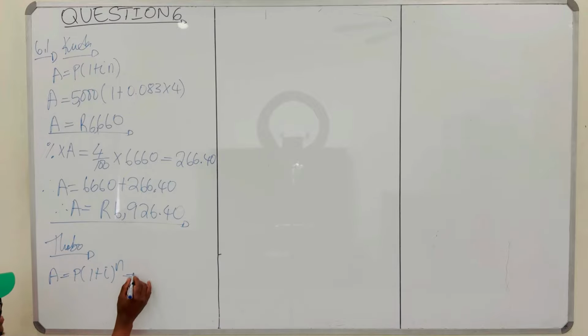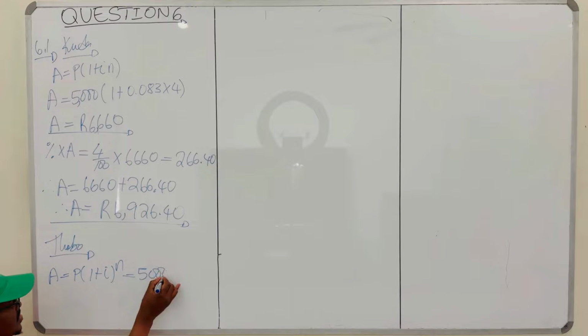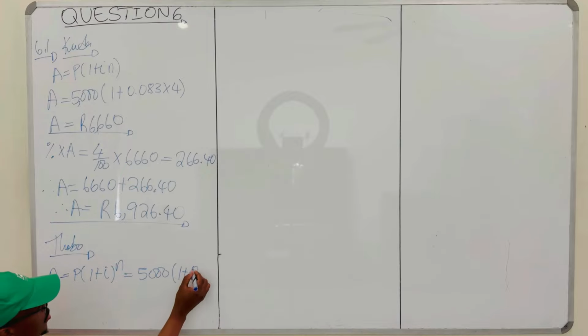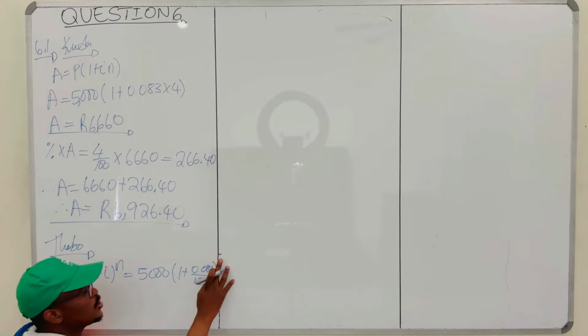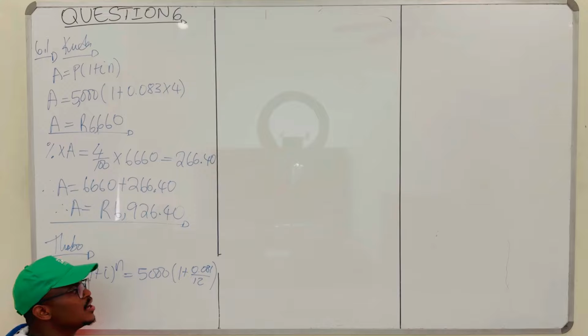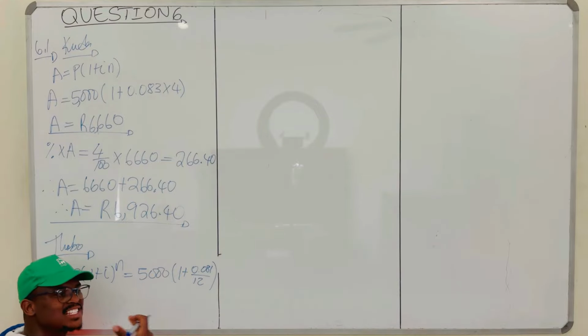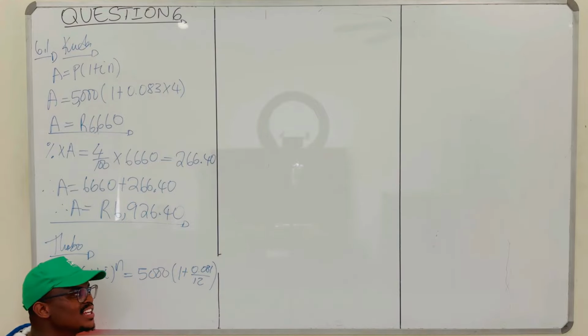So your P is how much he was investing, which is 5,000, right? Yes. Into 1 plus 0.081 all over 12, raised to the number of compounding periods. He invested for 4 years, right? But he was gaining interest monthly. So how many times was he gaining interest?